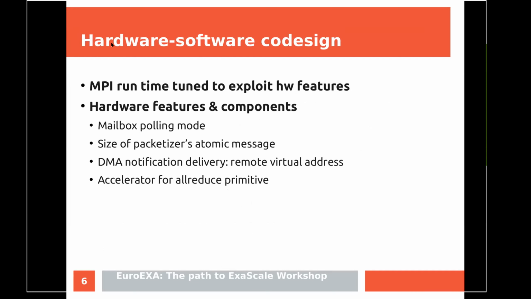The approach that we followed from the beginning for providing this MPI environment is a hardware and software co-design. We tried for all the libraries to take advantage of the hardware features that we have. And as we developed the library, we required some features that were offered by the network interface, or this network interface got tuned to provide the appropriate features. One example is that we can have a polling mode instead of an interrupt. Also, we needed to fix the size of the packetizer atomic message so that it can handle larger messages. And this packetizer message size is needed for the eager protocol, so we can exploit the low latency for larger messages. We wanted to have a DMA notification delivery so that the remote side can know in a virtual address that this peer provides that the transfer is complete. We have also a version of an accelerator for the collective primitive that is part of the network interface. And we have seen quite encouraging results from this accelerator.